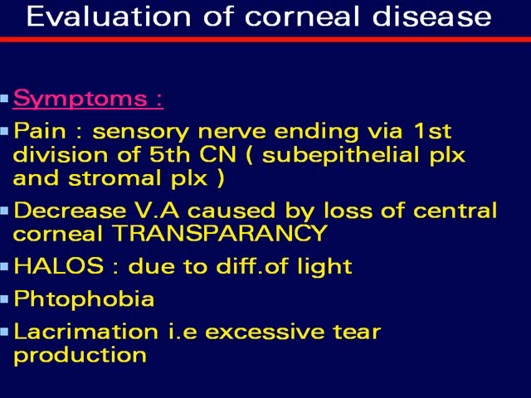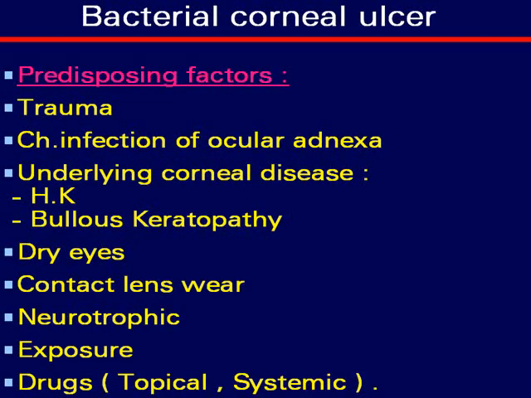A patient with corneal disease will usually have severe pain due to the rich nerve supply of the cornea. A patient with any corneal disease will have some drop in visual acuity, and maybe this is because of the loss of transparency of the cornea. Halos around lights occur due to the prismatic effect of corneal edema. The patient will complain of photophobia, being unable to tolerate light, and lacrimation due to excessive tear production, reflex lacrimation. Now, when we want to speak about bacterial corneal ulcers, there are some predisposing factors.